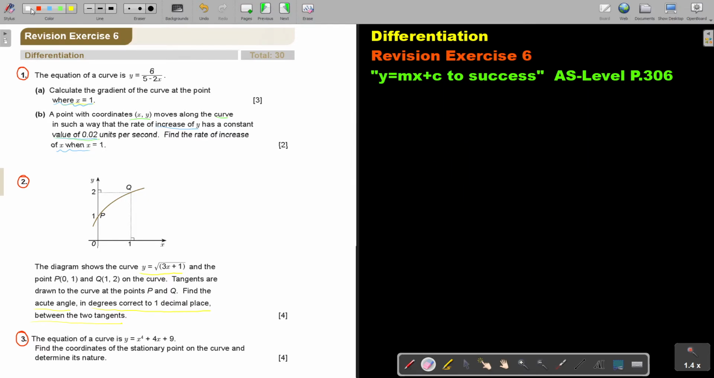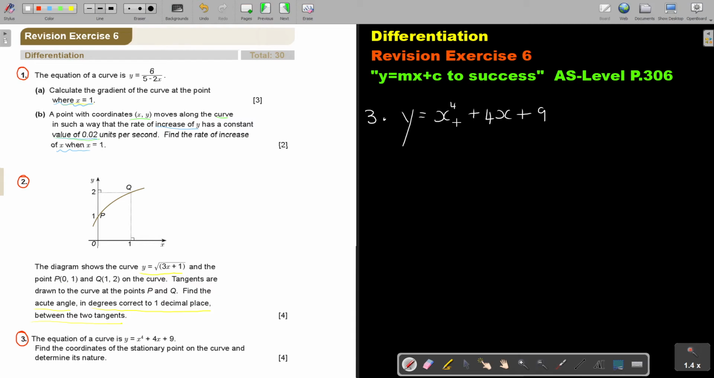Number 3. The equation of the curve, I always like writing it down first. It's to the power 4 everything. Now I start. Find the coordinates of the stationary point on the curve and determine its nature. This is a straightforward question, but there will be these kinds of questions also in the exam.